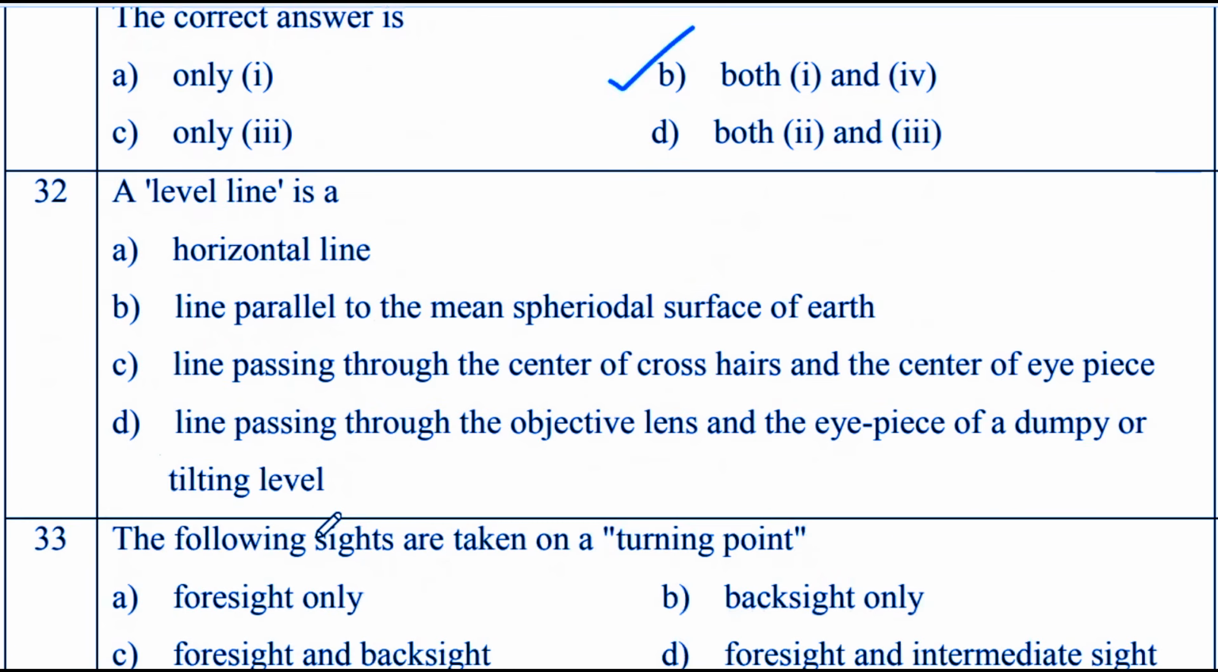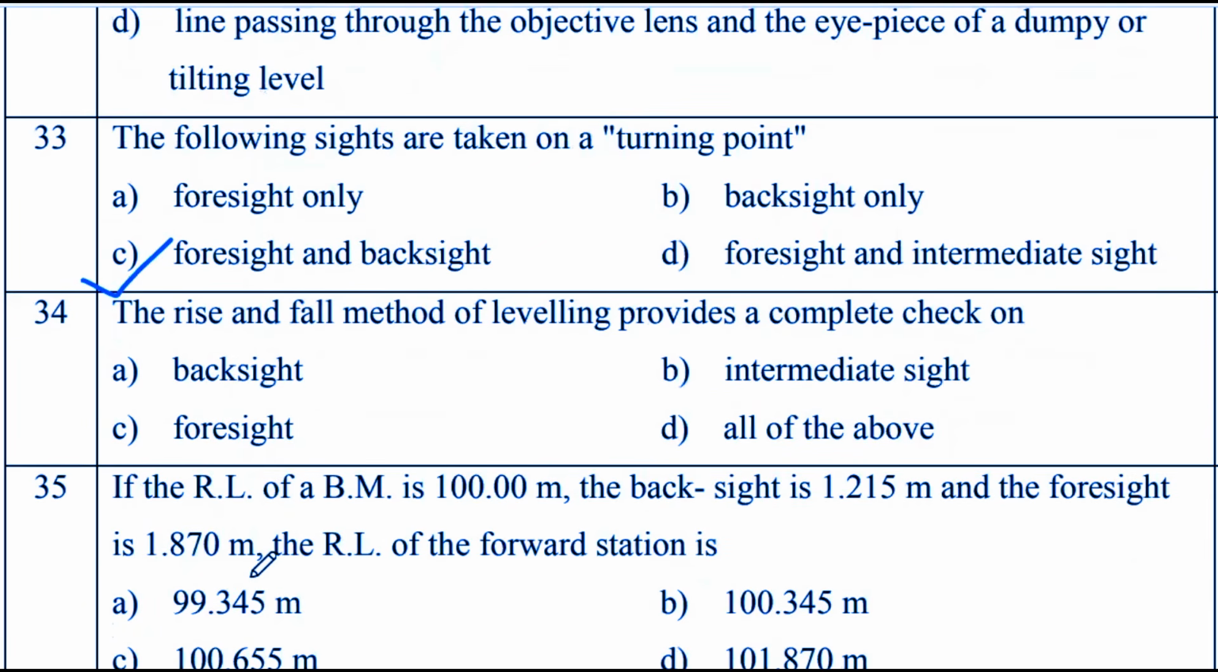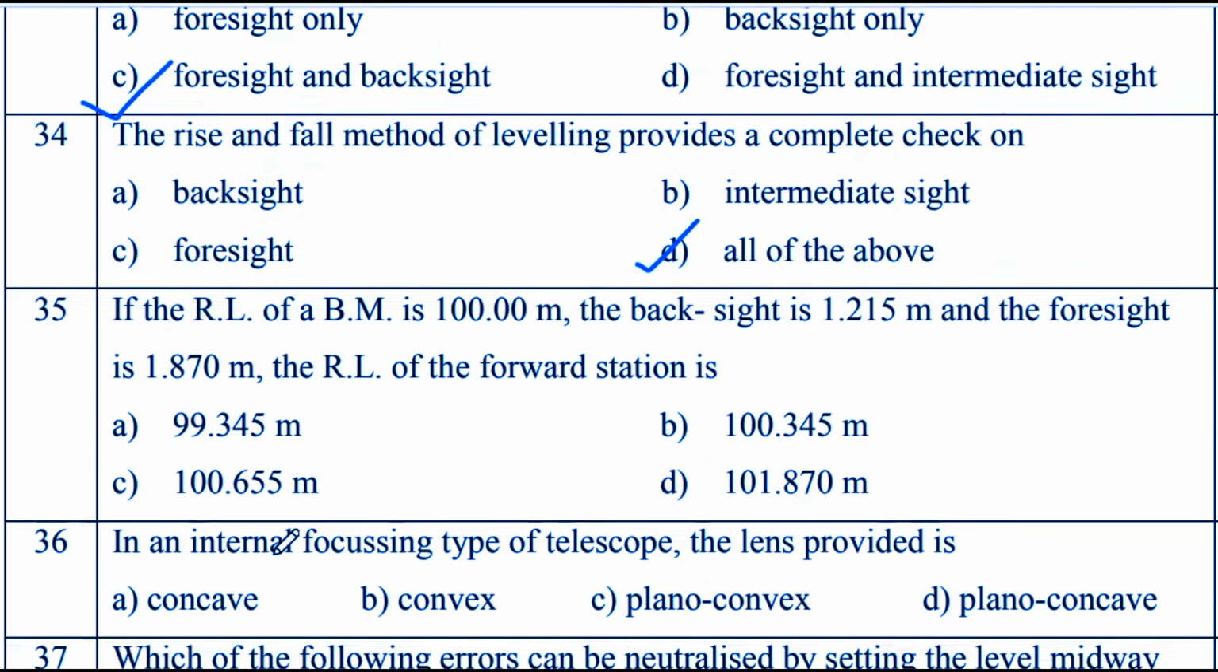A level line is a... What do you mean by level line? A level line means a line parallel to the mean spheroidal surface of the Earth. The following sights are taken on a turning point, that is foresight and backsight. The rise and fall method of leveling provides a complete check on the backsight, intermediate sight also, and foresight. So here all of the above is the right answer.